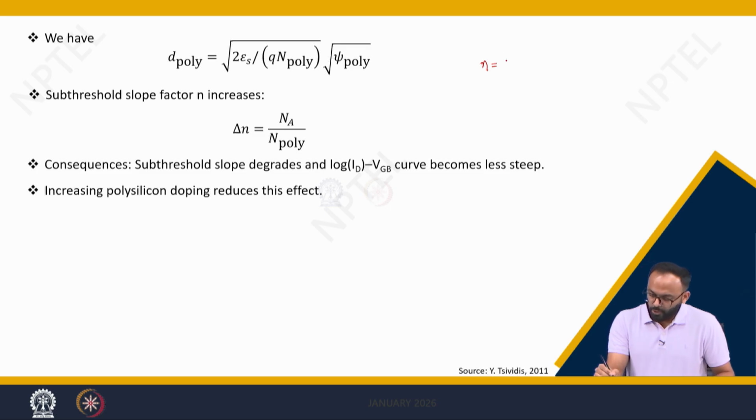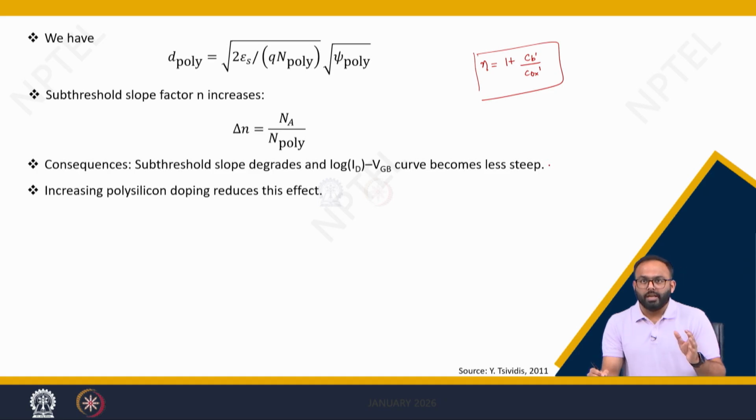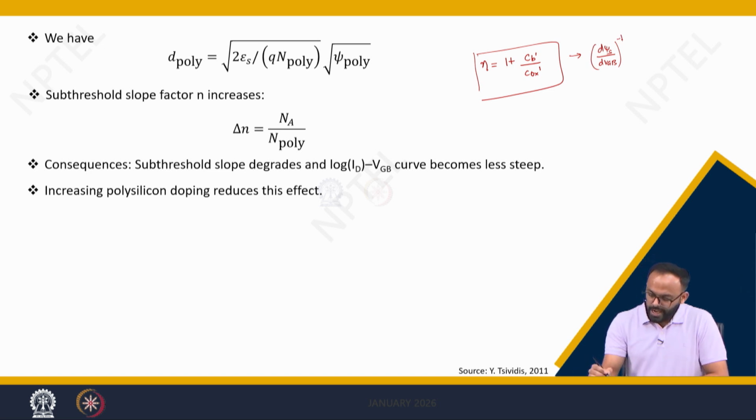We know the slope factor can be given by 1 over CB dash divided by COX dash. The slope factor decides the subthreshold swing when MOSFETs are considered, right. We have decided that this is nothing but d psi s divided by dVGB inverse when we were discussing two terminal MOS. However, there is a catch.